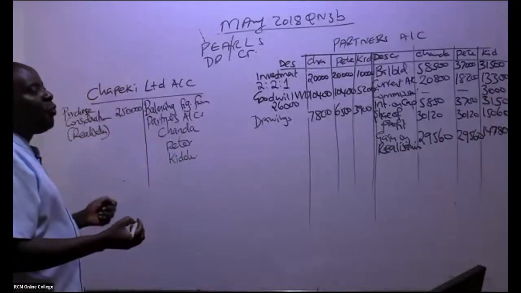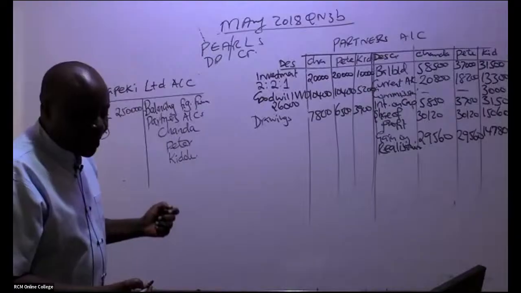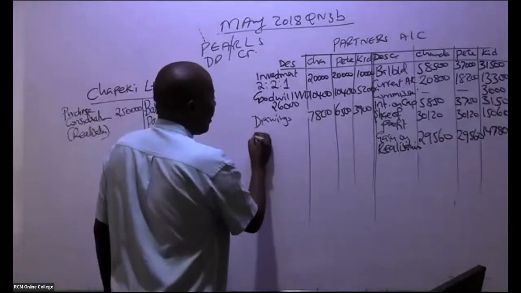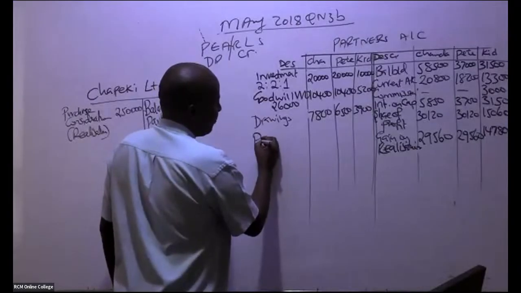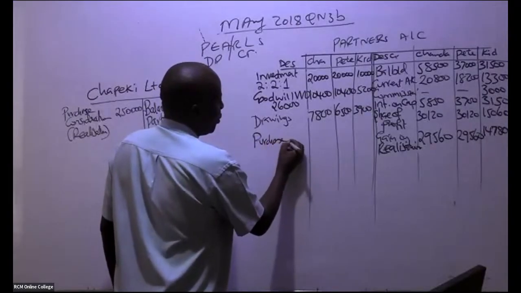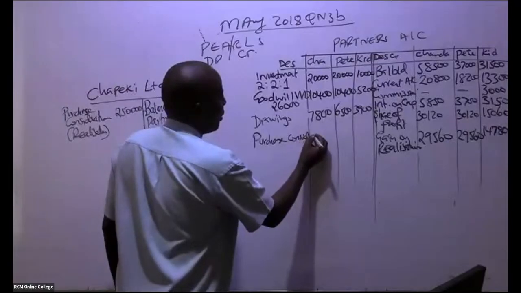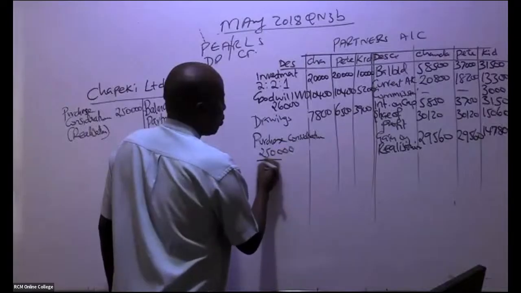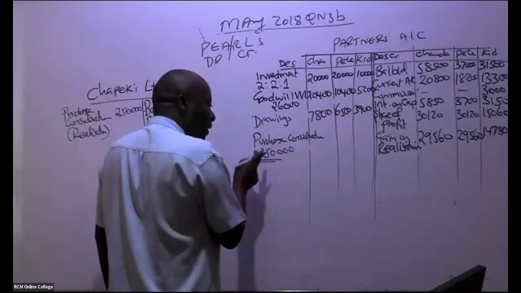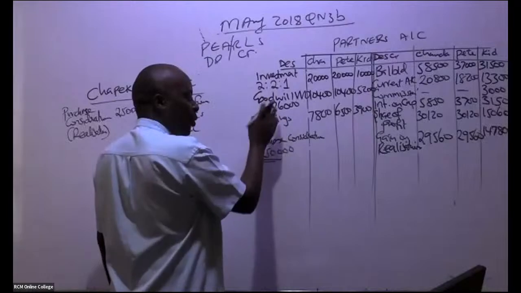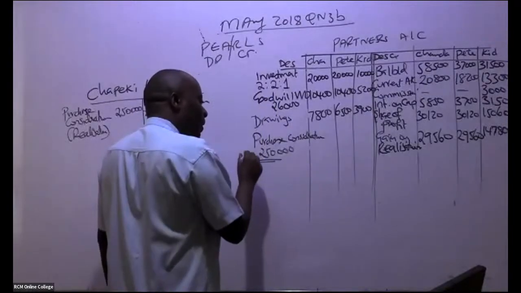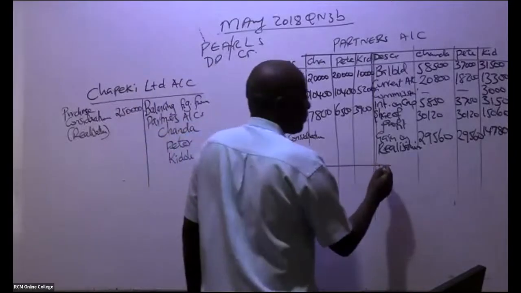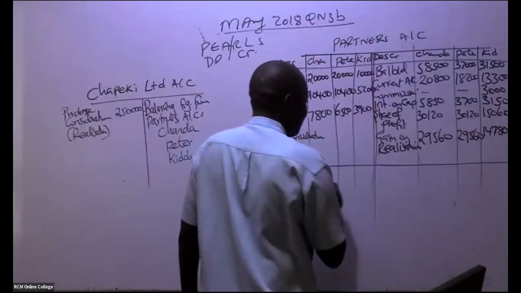So then can you kindly do me a favor? Come here straight away and give us, and this must always come here: purchase consideration, which in this case here is 250,000 in total. So it must always come here, but you don't share this as per the proportions. You get balancing figures.